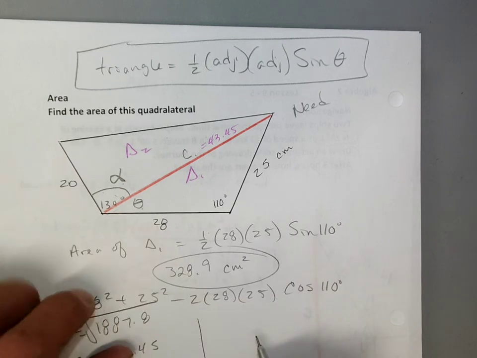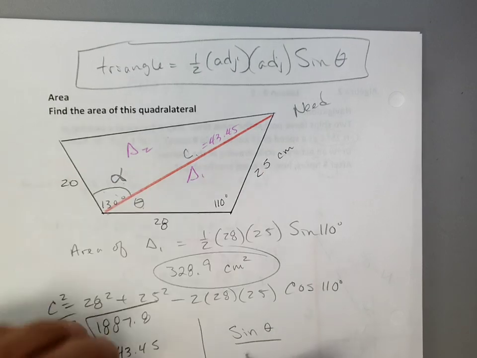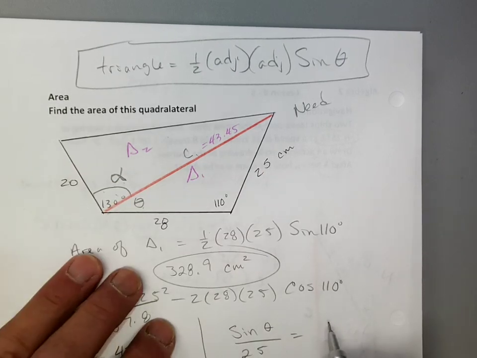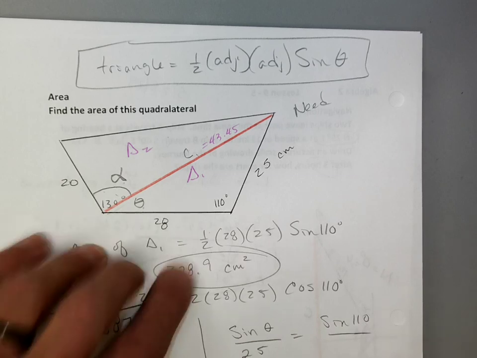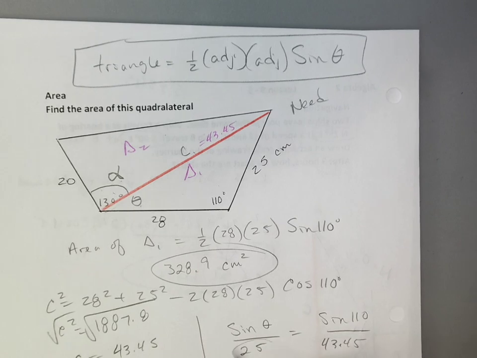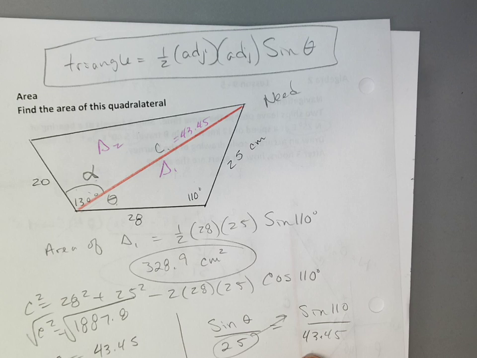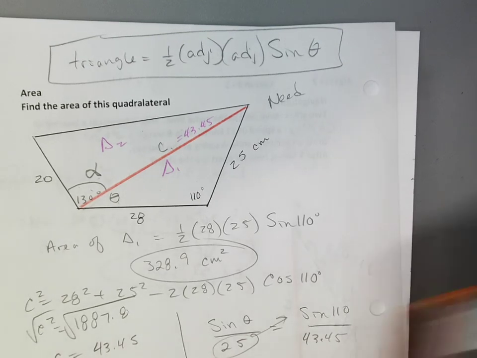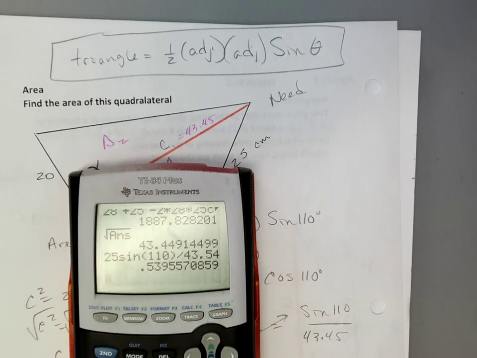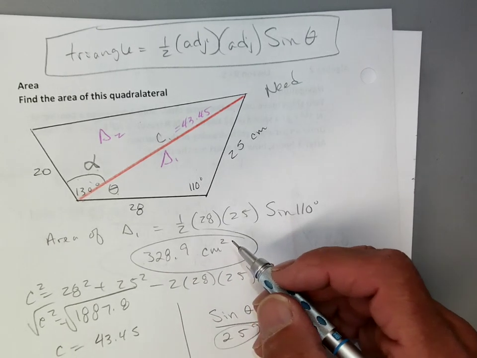I'm going to do that over here. I'm going to do my sine theta over 25 equals sine of 110 over 43.45, right? I'll multiply that up. Okay, so 25 sine of 110 divided by 43.45. And of course, I get a decimal because I'm looking for the sine inverse of that. So I'm going to sine inverse that. Answer 32.65, right? So or 32.7 degrees.